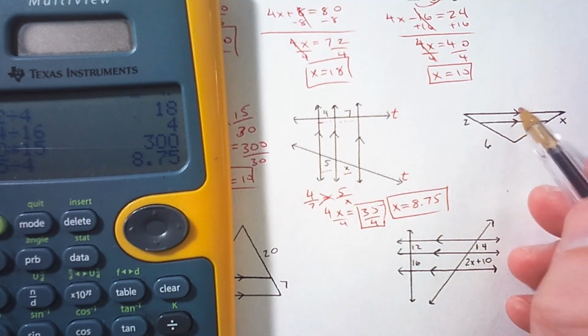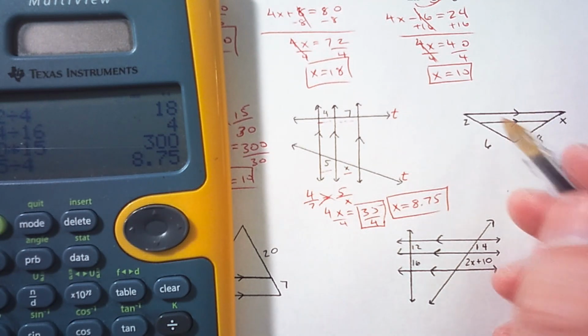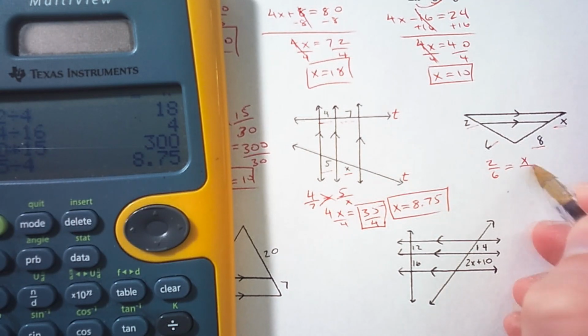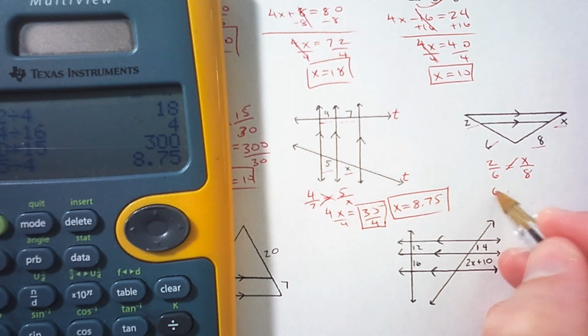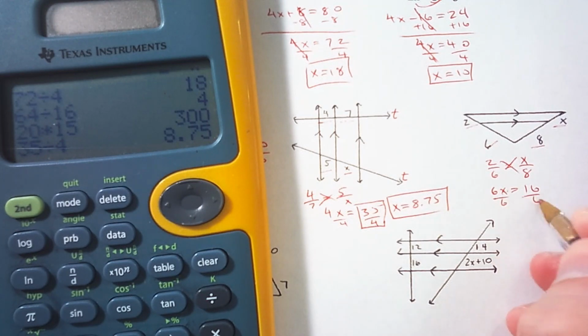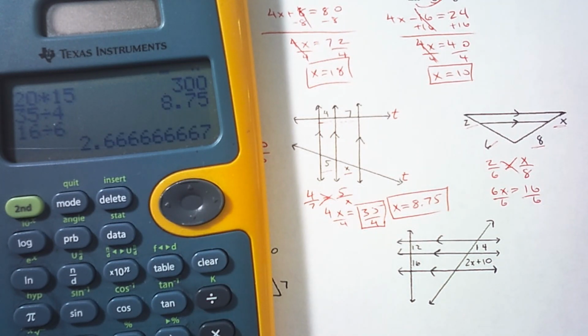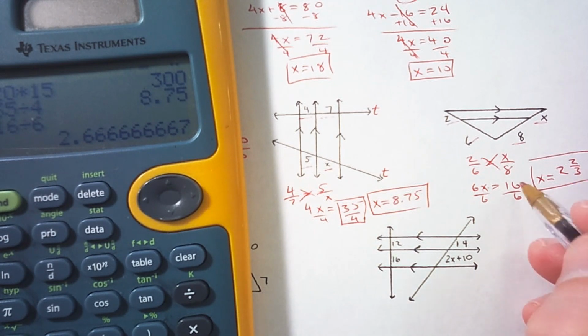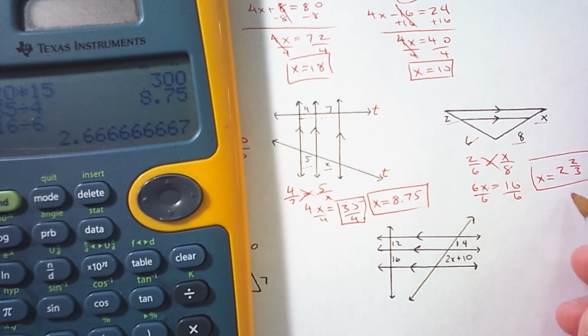Okay, so our next one, we've got parallel segments in a triangle as well. So these sides are cut proportionally. So 2 is to 6 as x is to 8. So we have 6x equals 16. And 16 divided by 6 is 2.6 repeating, and that's the same as 2/3, so it's 2 and 2/3. So you could give your answer as 2 and 2/3, or 16/6 will simplify. Both are divisible by 2, 8 times, and 3. So 8/3 would be a good solution as well.